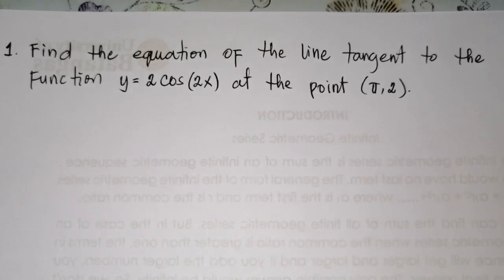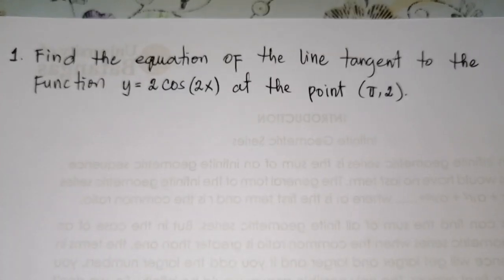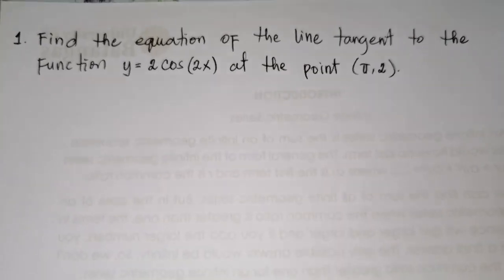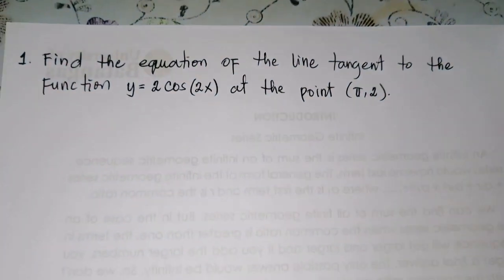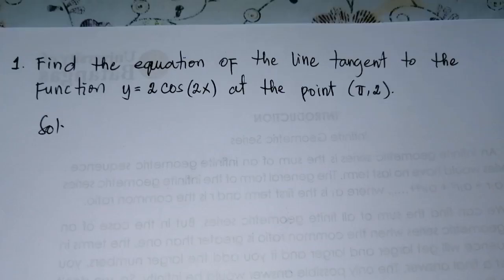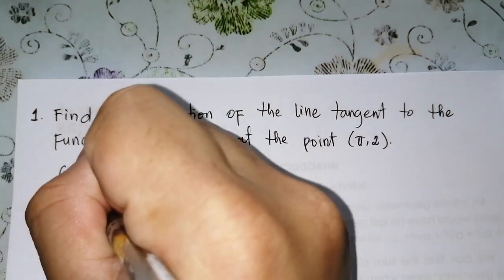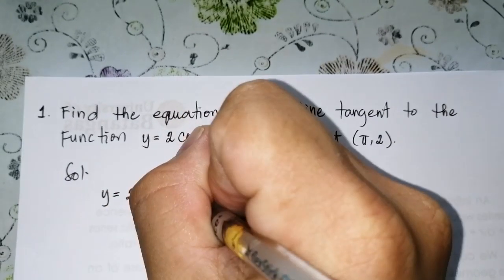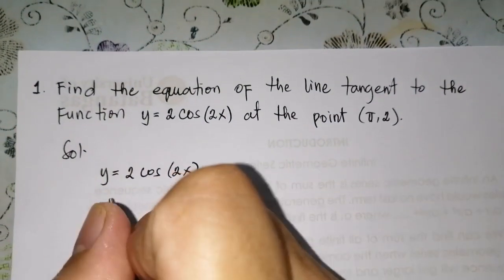Find the equation of the line tangent to the function y is equal to 2 cosine 2x at the point pi over 2. So in order for you to find the equation of the tangent line, all you have to do is just get the derivative of the given equation. So in this case, we have y is equal to 2 cosine 2x. So just get the derivative of that function.